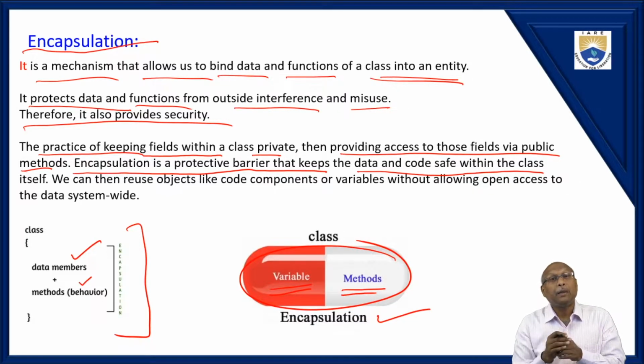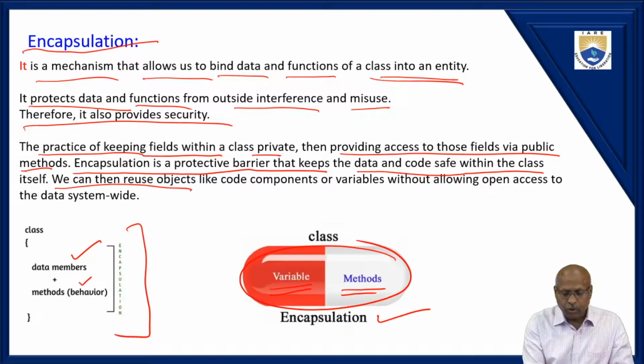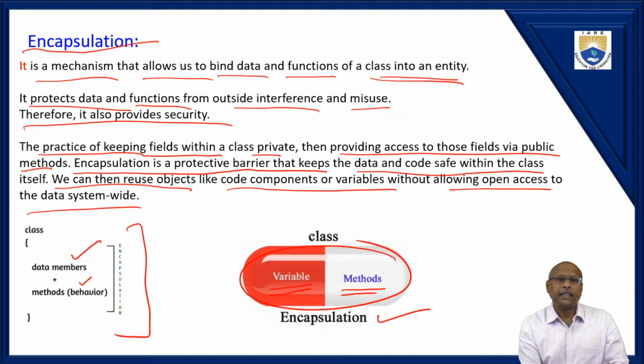You can provide different types of security for your data: public, private, as well as protected. We can reuse object code like components or variables while allowing open access to data. So as a designer or as a developer, you should know which part of your program should be accessible to all, which should be protected, and which should be fully private. Those things we will discuss under the encapsulation concepts.